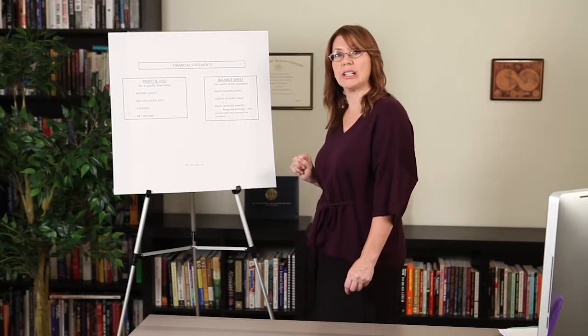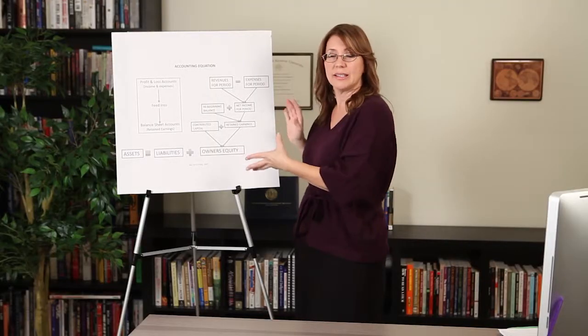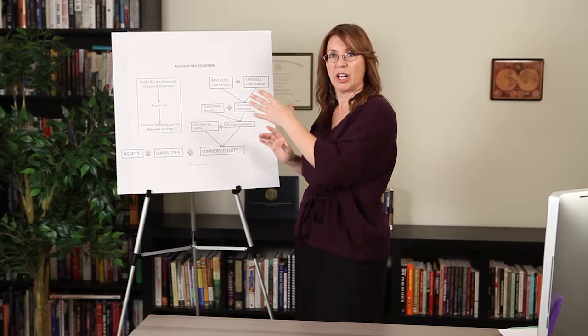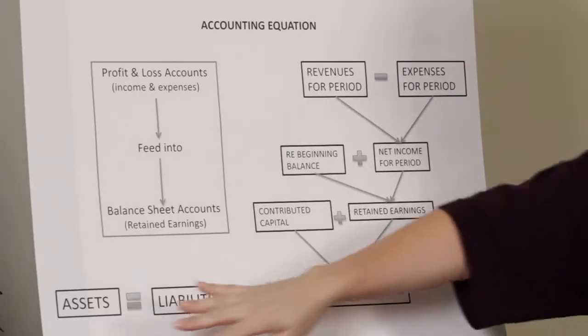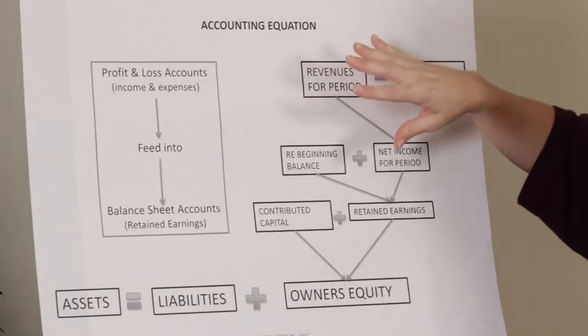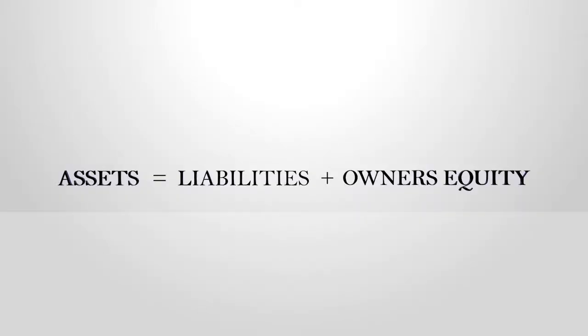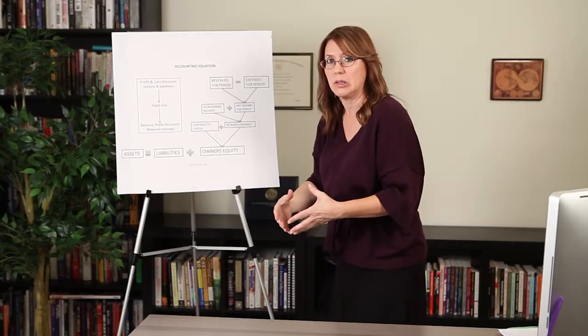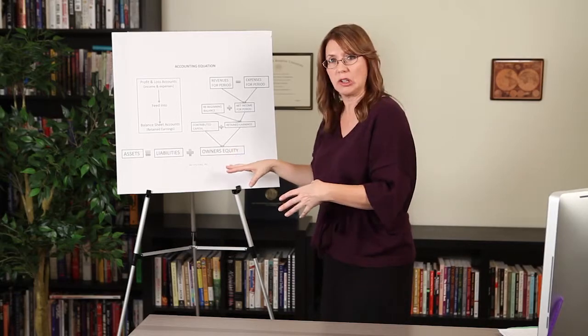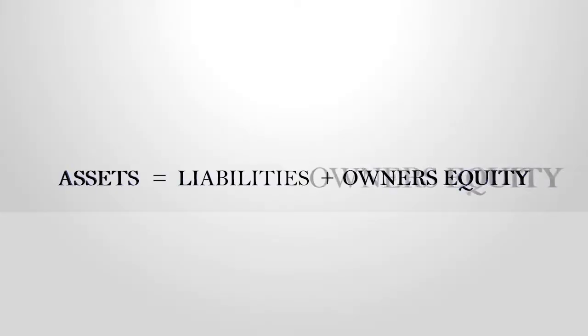So let's take a look at the accounting equation now. This is the accounting equation, but I've kind of worked it backwards. Normally this would be up here at the top. So what is the accounting equation? The accounting equation is assets equals liabilities plus owner's equity. You've probably all learned this in school. It's kind of an awkward way to look at it. I like to say owner's equity equals assets minus liabilities.